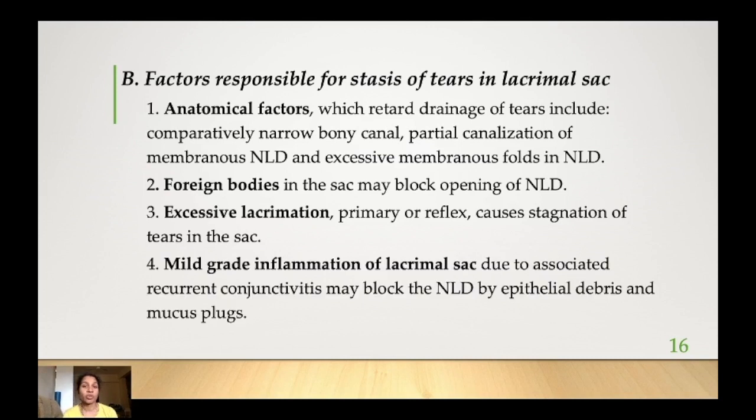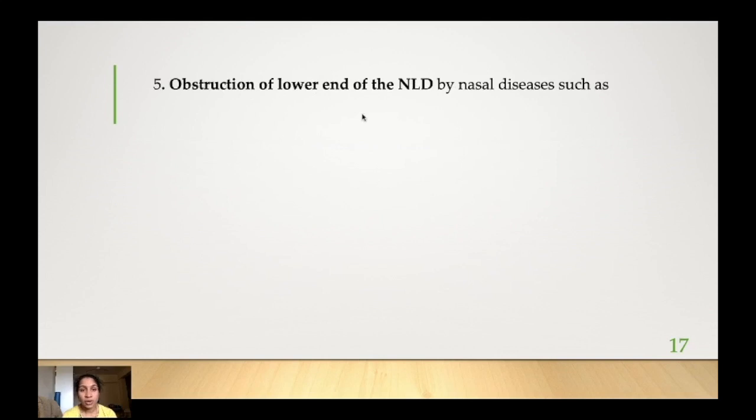Mild grade inflammation of the lacrimal sac occurs due to associated recurrent conjunctivitis. Due to the recurrent conjunctivitis, there will be a block in the nasolacrimal duct by epithelial debris and mucus plug. These all will cause stasis of tears. One more thing is obstruction of the lower end of the nasolacrimal duct by nasal diseases. Due to diseases of the nose, there will be obstruction in the lower end of the nasolacrimal duct.